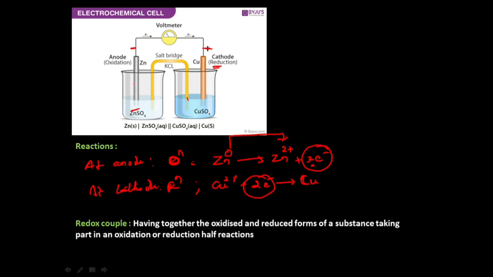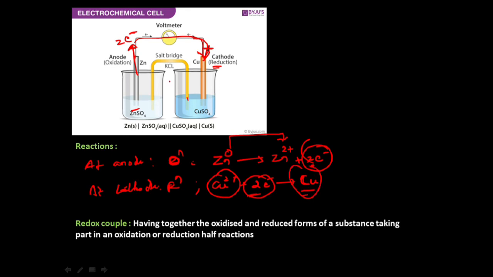So here at the anode, zinc will produce 2 electrons, isn't it? Zinc will produce electrons, so those electrons will move towards the cathode. Since electrons are negatively charged and the cathode is positively charged, these electrons will move towards the cathode, and at the cathode copper 2 plus ions will accept those electrons and will give copper.